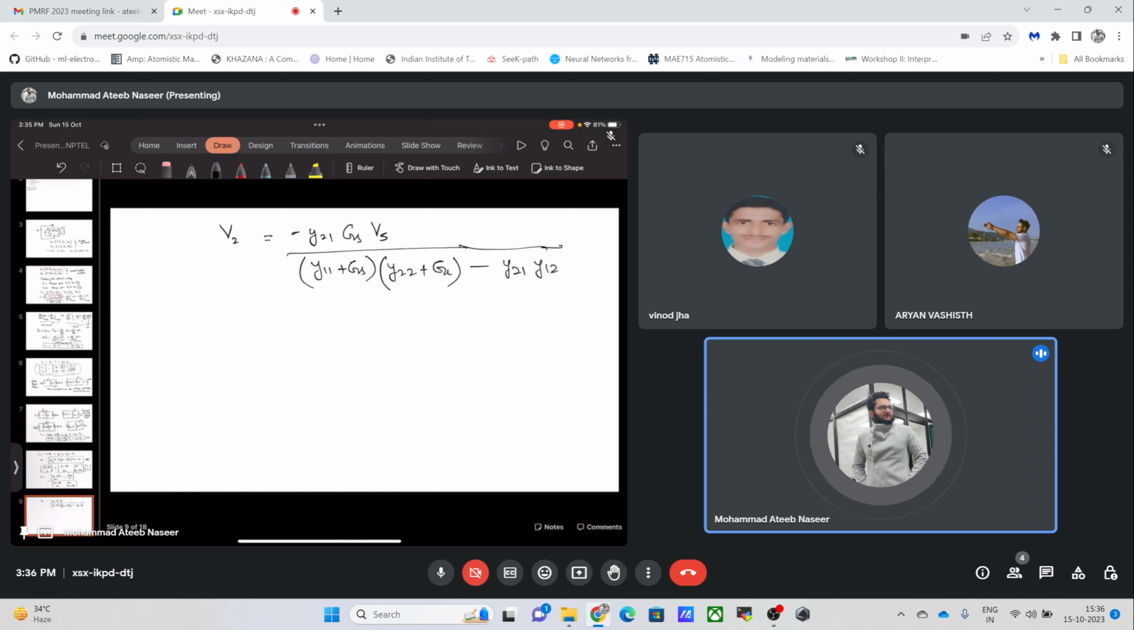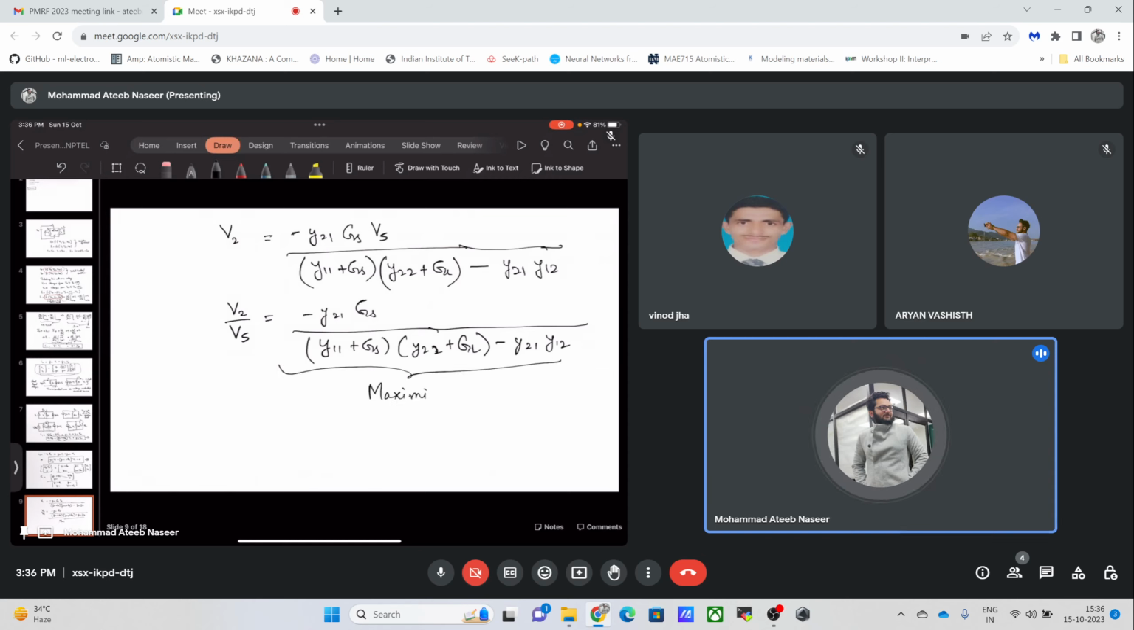Now this is the gain: this is our output voltage, and the input signal in our case was Vs, which we applied at the source side. So V2 by Vs is simply equal to minus y21 Gs divided by (y11 plus Gs) into (y22 plus GL) minus y21 into y12, as simple as it gets. Now our goal is to maximize this thing. In order to have the maximum amplification, we need to maximize this.